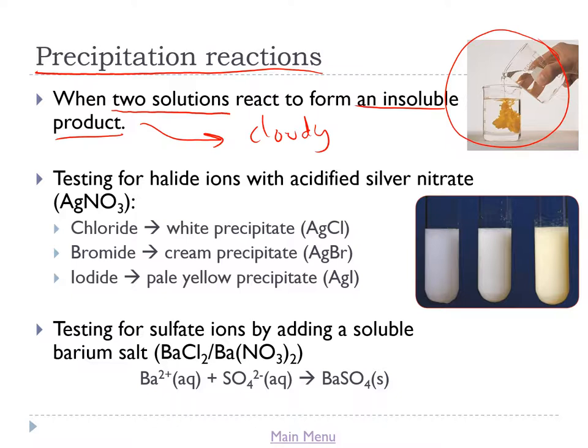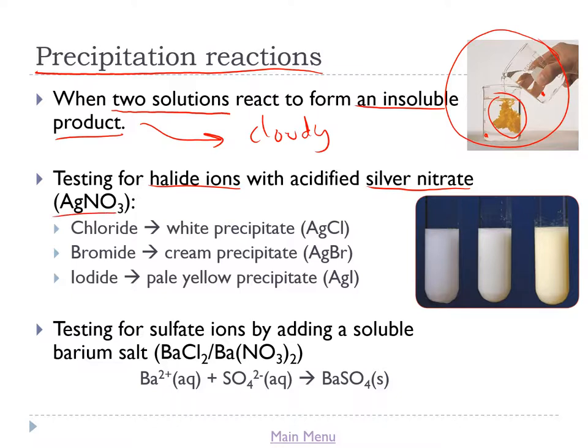This is lead iodide. The bright yellow stuff there is lead iodide, formed by mixing a soluble solution of lead nitrate with a soluble solution of potassium iodide, and you get that bright yellow cloudiness formed. That's our precipitate. So these are used in a few ways. One example is the way we test for halide ions with acidified silver nitrate, AgNO3.